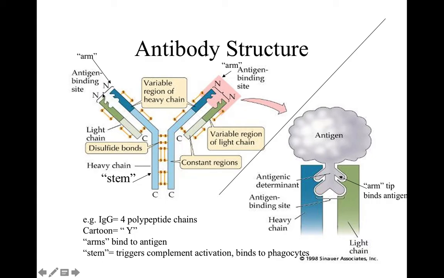And it's at the tip of these arms, you guys, that the antibody binds to the complementary antigenic determinant or epitope. And we can see it right here, you guys. So here's our big antigen, here's the antigenic determinant or epitope, and this is the antigen binding site right here, right, at the tips of the arms.